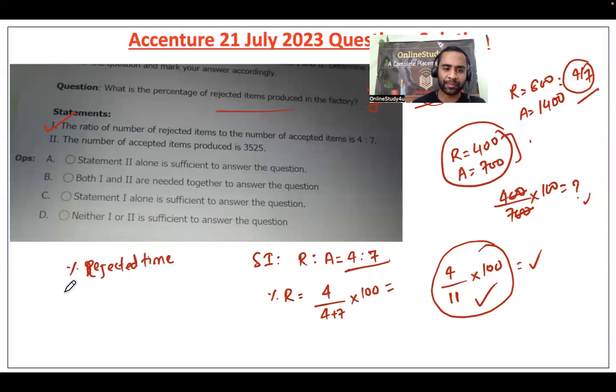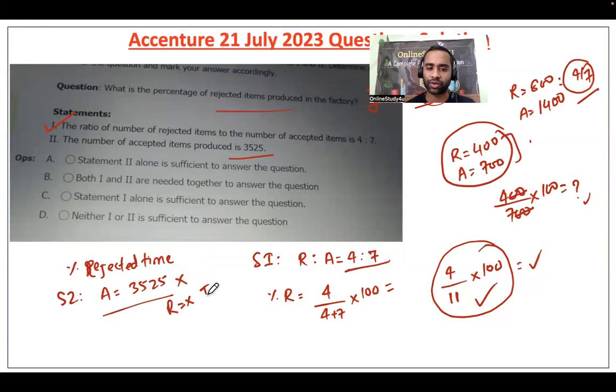Now statement 2. What they're telling is the number of accepted items produced is 3525. So the number of accepted we got. Now rejected is not given, that means we cannot calculate the percentage. Even the total is not given. The total is not given, rejected is not given, so we will not be able to solve using statement 2. So statement 1 alone is sufficient to answer this question. This should be clear to you.